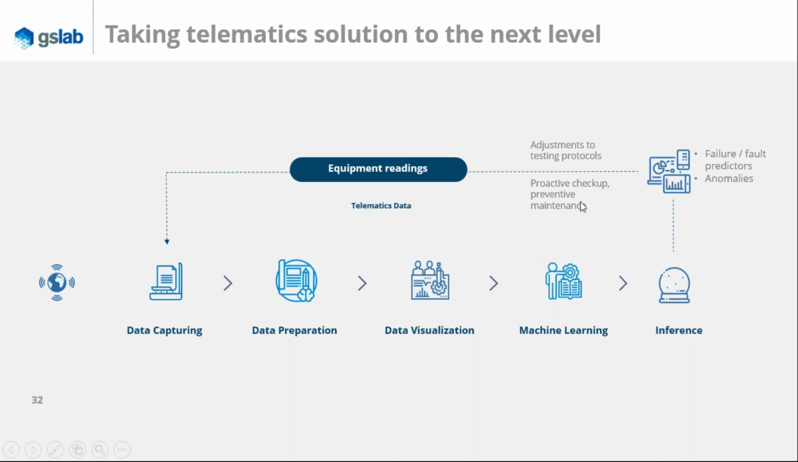And these kinds of data science models can lead to business improvement in the testing process. The testing protocols for the machines could be adjusted. We can also send out proactive checkup and preventive maintenance personnel to the field before a failure or a fault actually happens, and this leads to increased ROI for the business.